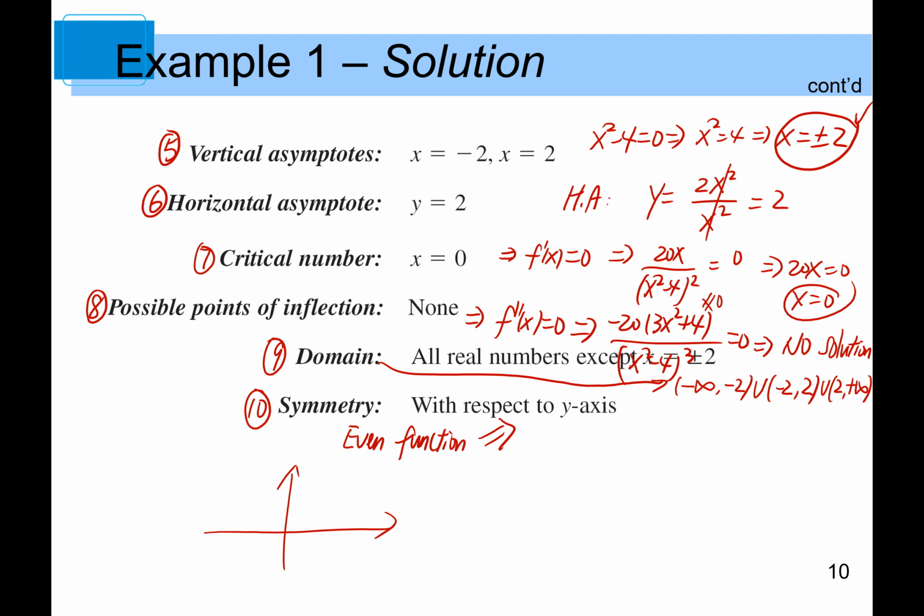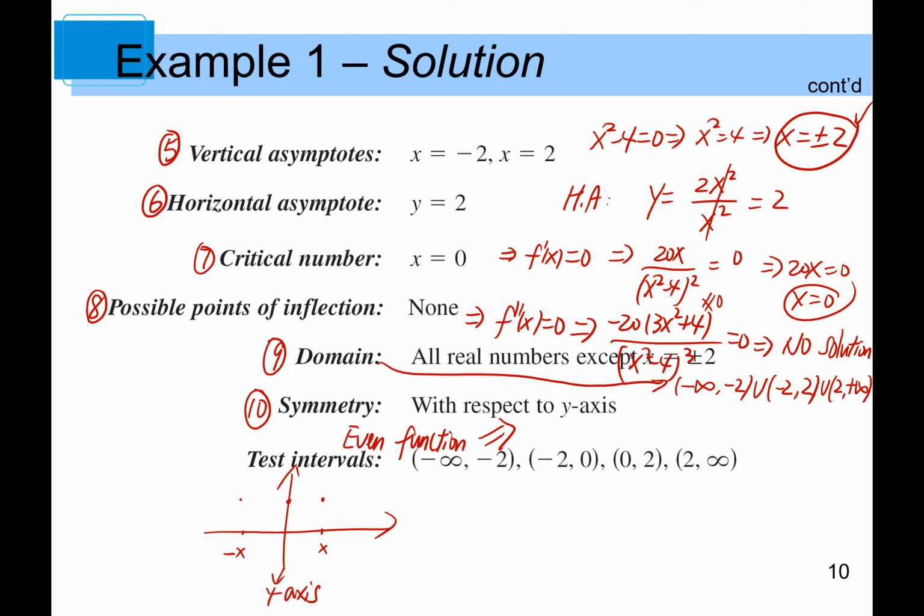As you can see, replace x with negative x, and the y value is the same. So same y value, and that's why it's symmetric with respect to the y-axis. Right? x becomes negative x, y value is the same. Okay, it's symmetric with respect to the y-axis.